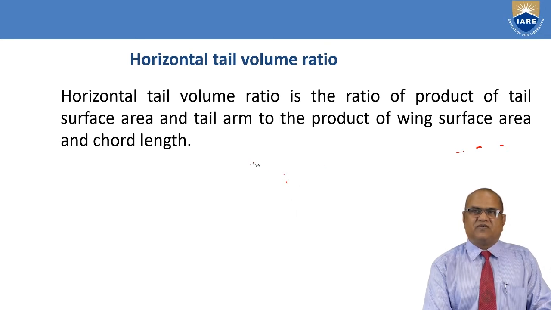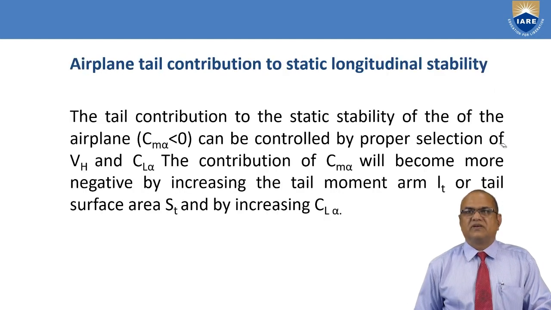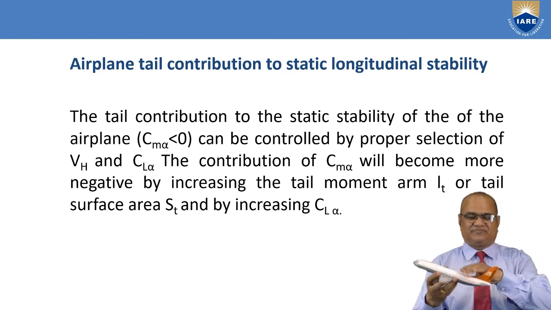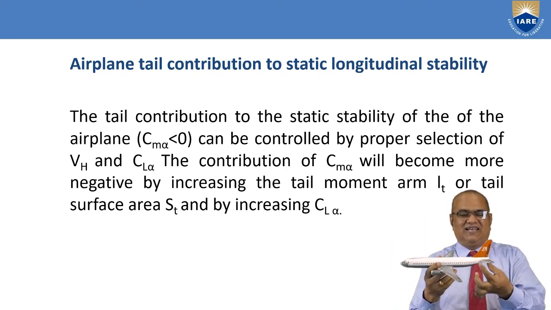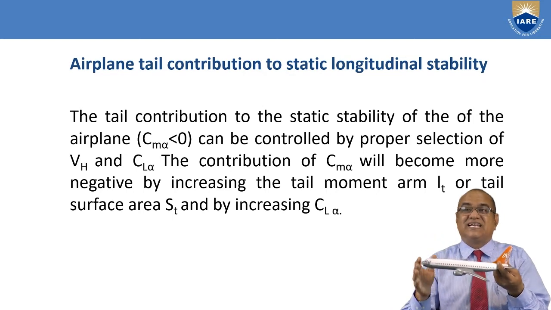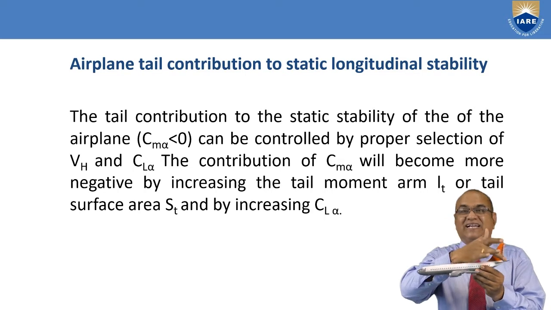Okay, so next is airplane tail contribution to static longitudinal stability. It is very important to see how the tail of the aircraft, this is the tail, and this is the wing, affects the aircraft static longitudinal stability. Longitudinal means pitching. So how is this tail affecting it?